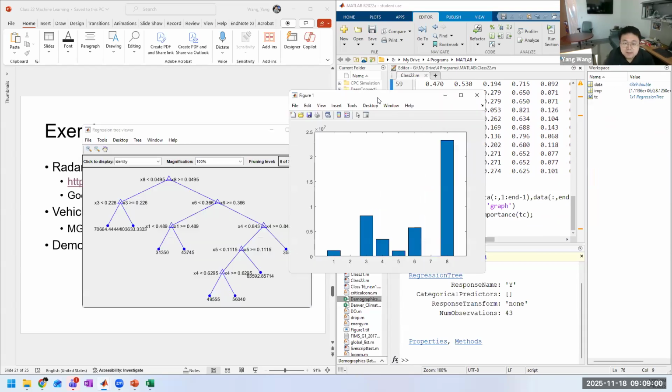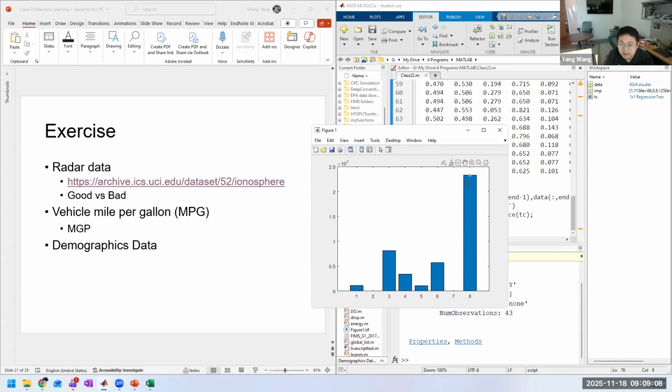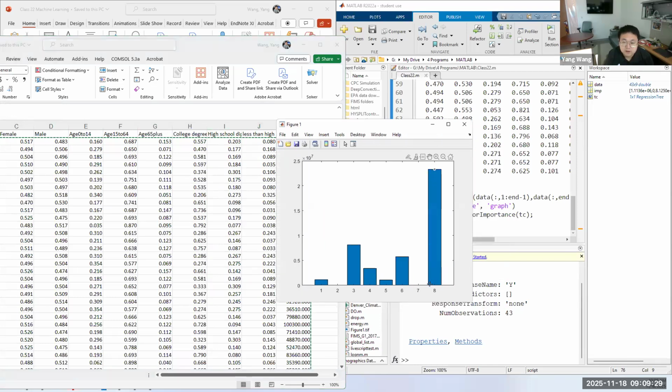Okay, so you can see that the feature that is the most important in our analysis, in this decision tree, is actually related to education. This is, let me see, 1, 2, 3, 4, 5, 6, 7, 8, so actually it's the percentage of less than high school. The higher the percentage of the less than high school data, the more important influence it has on the income.